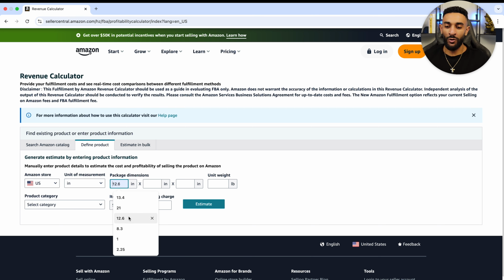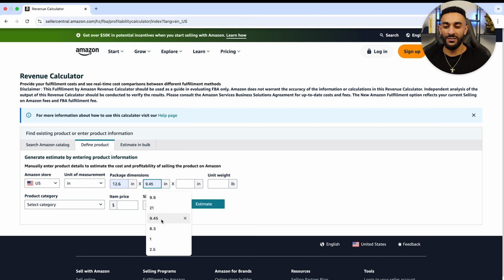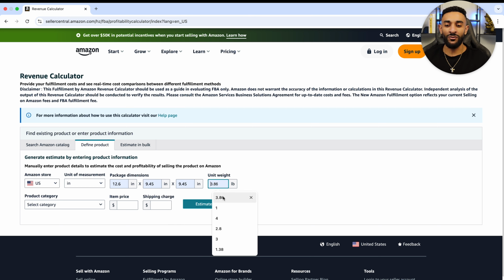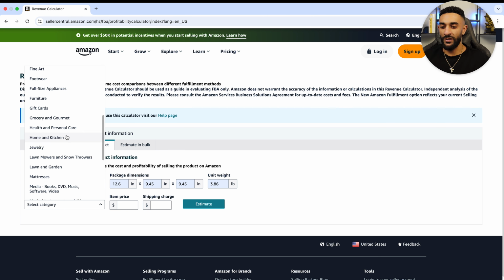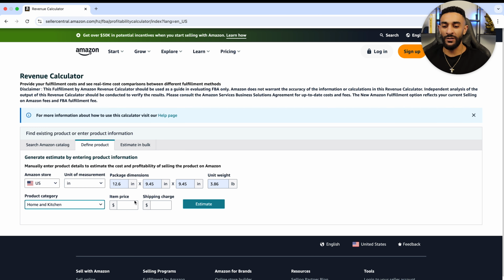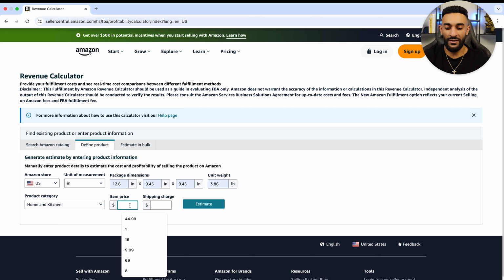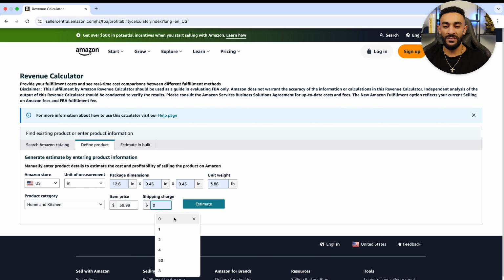So let's say that we had a product that was 12.6 inches by 9.45 inches by 9.45 inches, and the weight was 3.86 pounds. We would then want to select the category that the product we wanted to sell is in. So let's say for this one, it was in the home and kitchen category. We're also going to set what we want to sell the product for. So let's say we were selling this one for $59.99. And then for shipping charges, I'm going to set this to 0 and then click estimate.